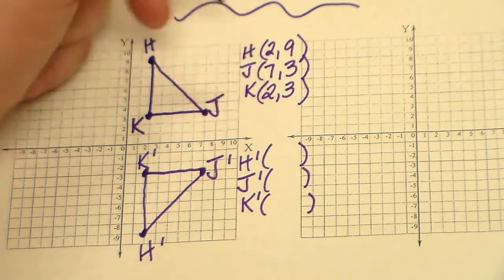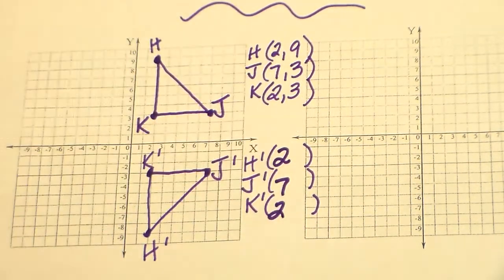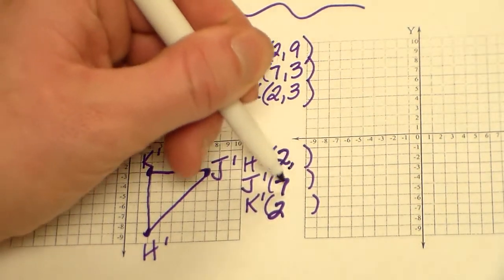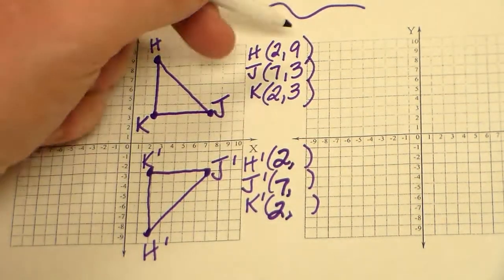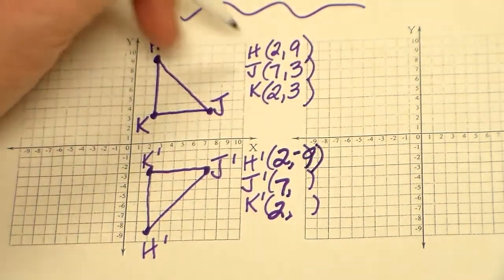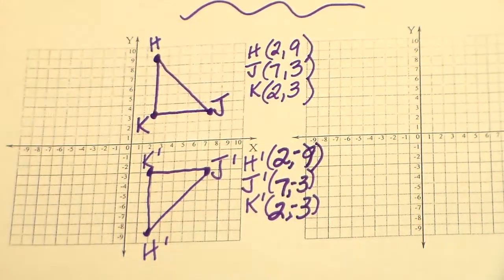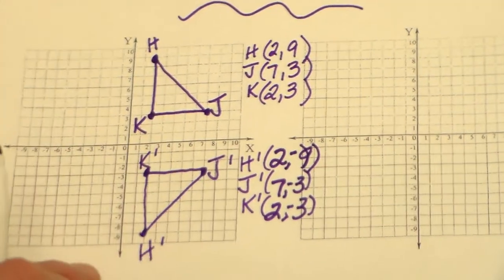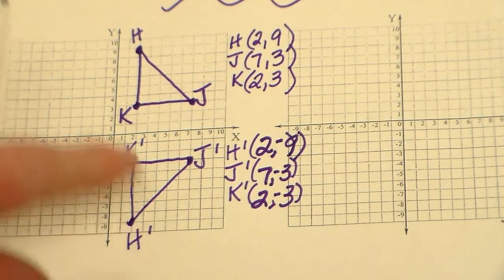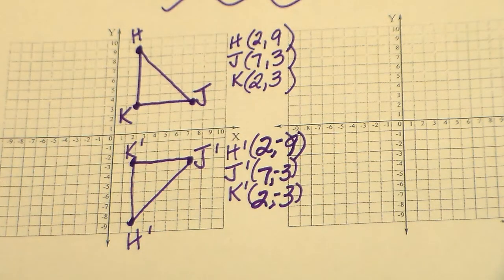All of my x coordinates here stay exactly the same, 2, 7, and 2. There was no movement left or right. It was just up and down. But all of my y's changed to the opposite. So I had a positive 9, that becomes a negative 9. I had a positive 3, negative 3, positive 3, negative 3 again. And if I were to actually go and look at this, those are the coordinates. So I could do it by looking at it on the graph or by using my rule and simply just changing one to the opposite sign.